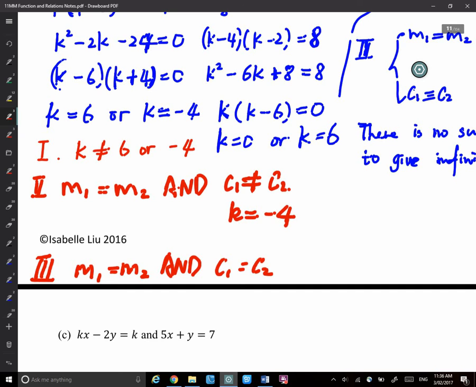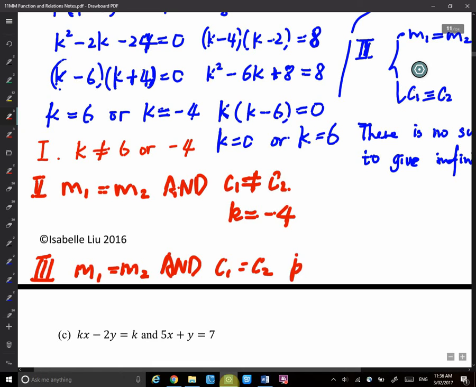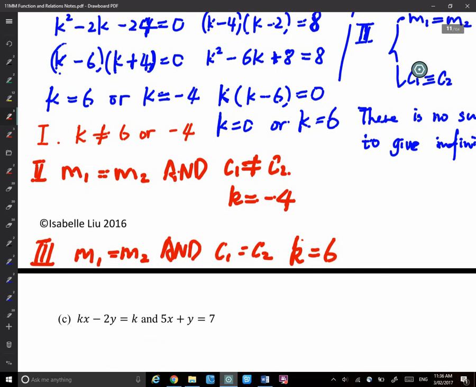Think about k equals -4. It will make the gradients equal, but it will not make C1 equal C2. So k equals 6 will be the final answer. So for the first one, you just need all the real numbers except 6 or -4. K can be any other number except 6 and -4, because 6 and -4 will make them parallel. If they are not parallel, they will have a unique solution.